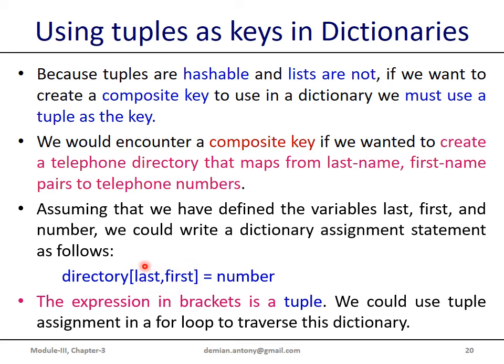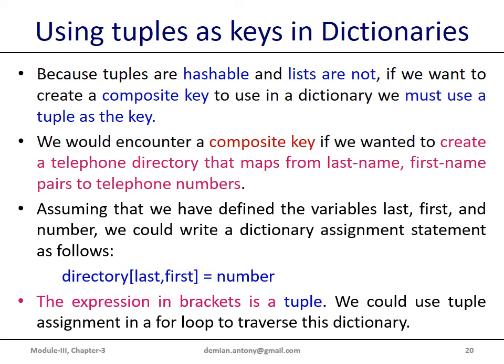where the keys have the name last, that is a last name, and first is a first name. Similarly, you can have one more element here as a middle name, middle, and we are storing that telephone number as a value. This is how we can have a composite key. So this composite key has 2 elements. Likewise, we can have 3 elements.